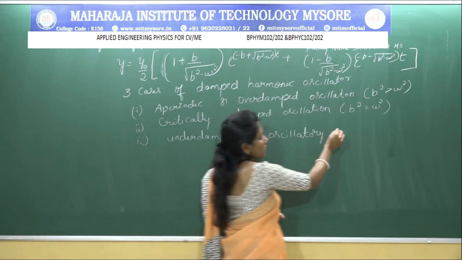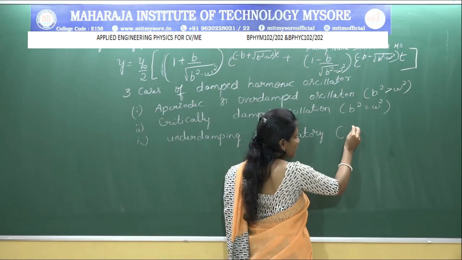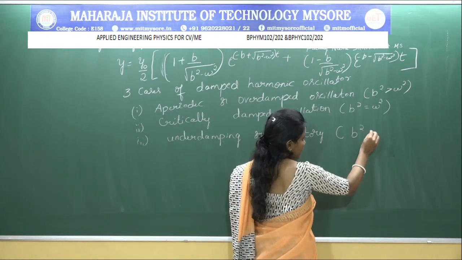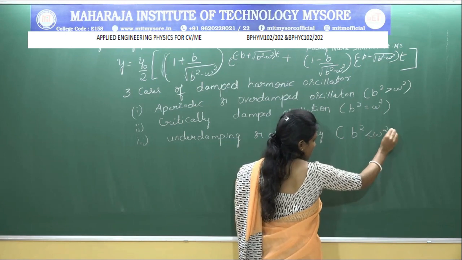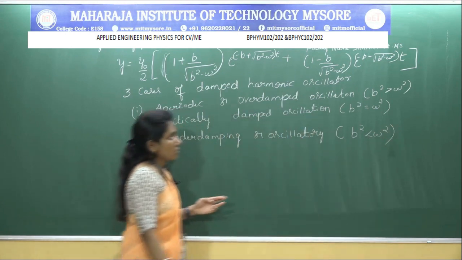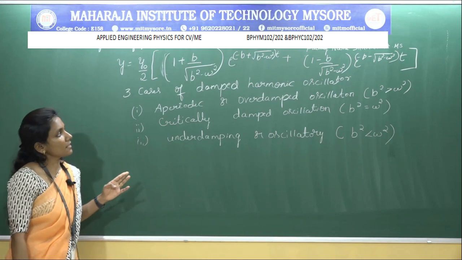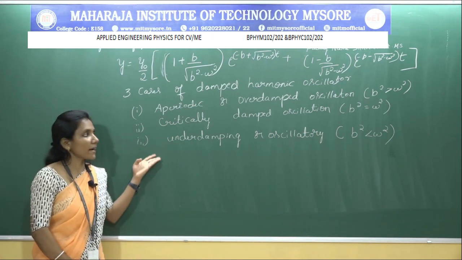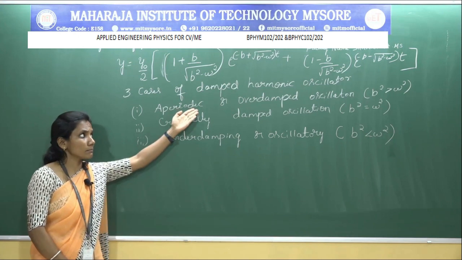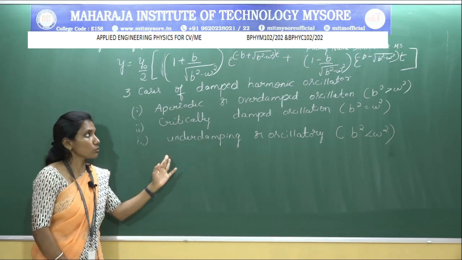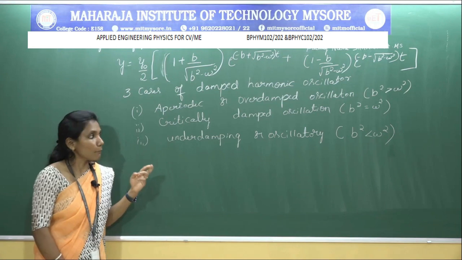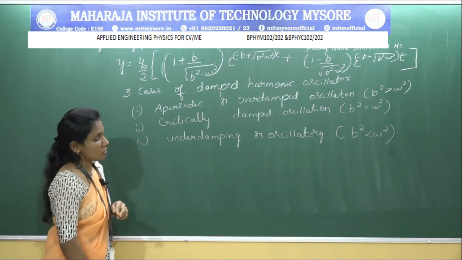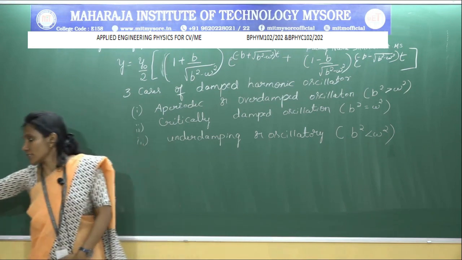So in this case, the damping is less compared to angular frequency. So like this, 3 cases are classified. So now let us study them one by one. What is nothing but aperiodic oscillation, overdamped oscillation. Then critically damped oscillation, underdamping and oscillatory oscillation.